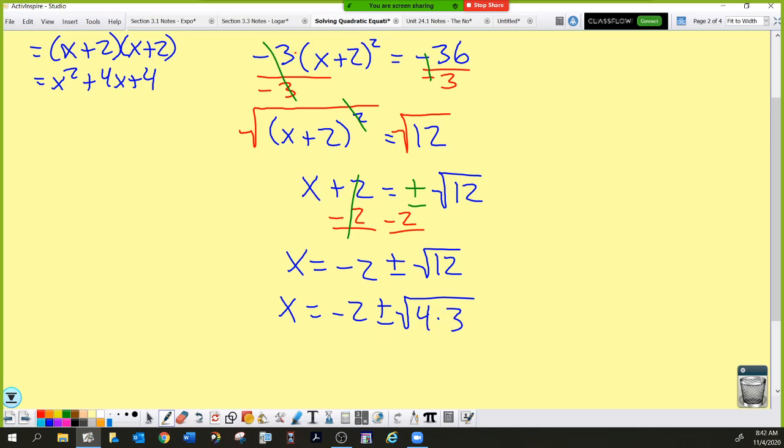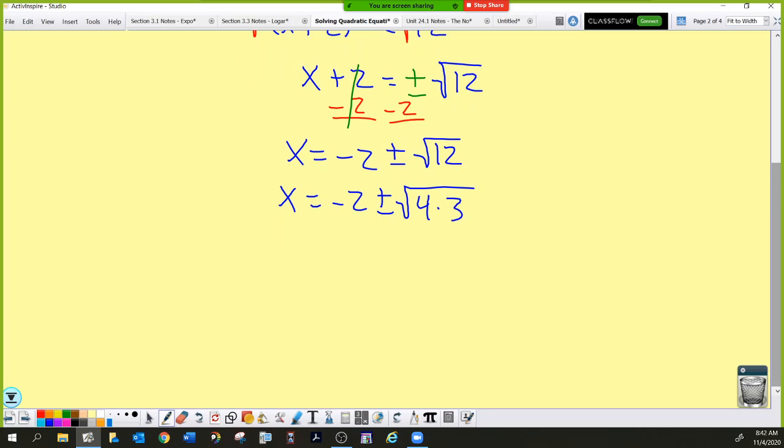It is 4 times 3. The very last thing you're going to do is take the square root of whatever you can take the square root of. And you can take the square root of that 4. It gets to come out. The square root of that 4 is a 2. But the 3 is stuck.